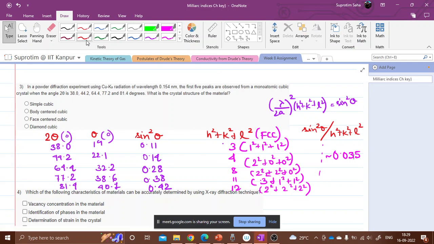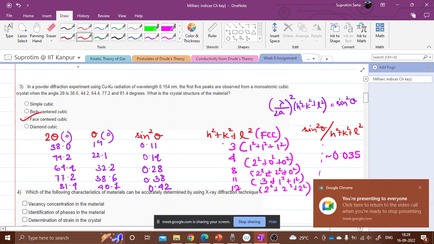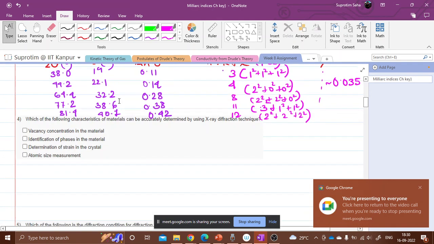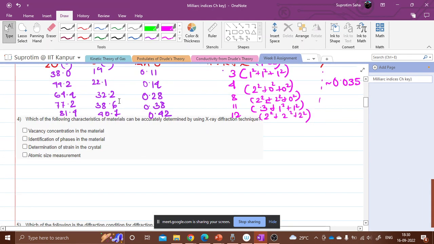So basically the correct answer would be FCC, where you have this condition satisfied. Okay. So the next question is: which of the following characteristics of materials can be accurately determined by using the X-ray diffraction technique? So one is vacancy concentration in the material, which you can't do with XRD.